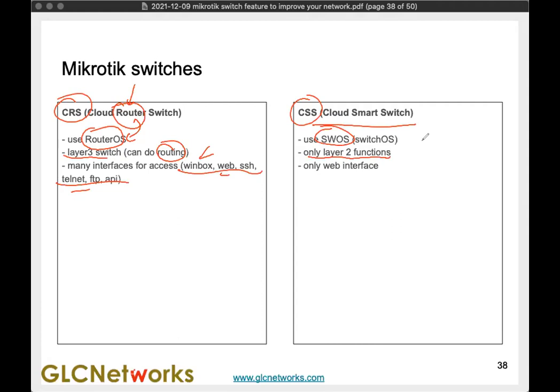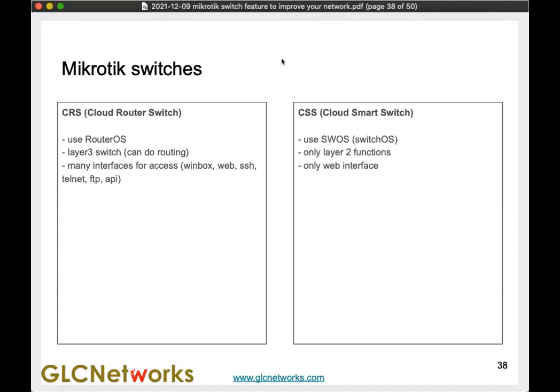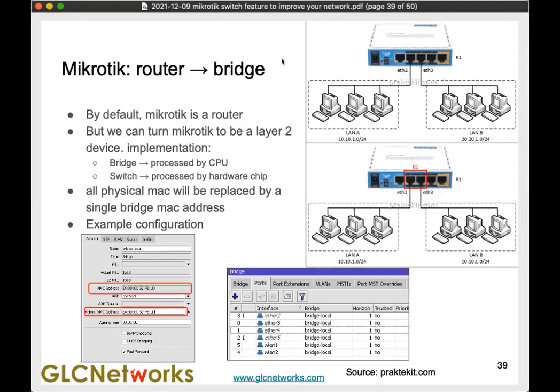Just VLAN, or you cannot set up PPPoE or ping or that kind of stuff, okay? That kind of layer 3 stuff. So only focus on layer 2, okay? And then we have a web interface only. So that was the CSS. Well, it's cheaper, yeah. But the functionality is less. Okay, so hope you understand the difference between CRS and CSS.